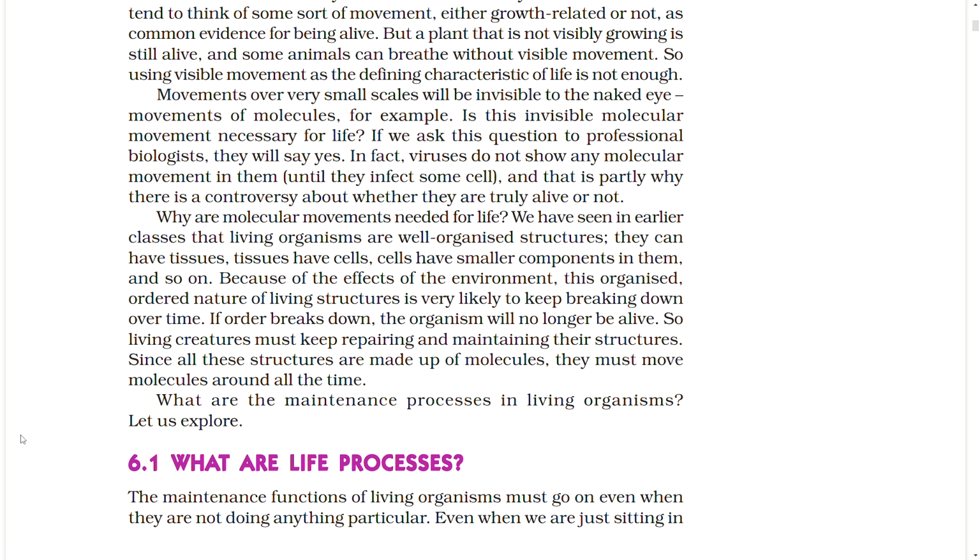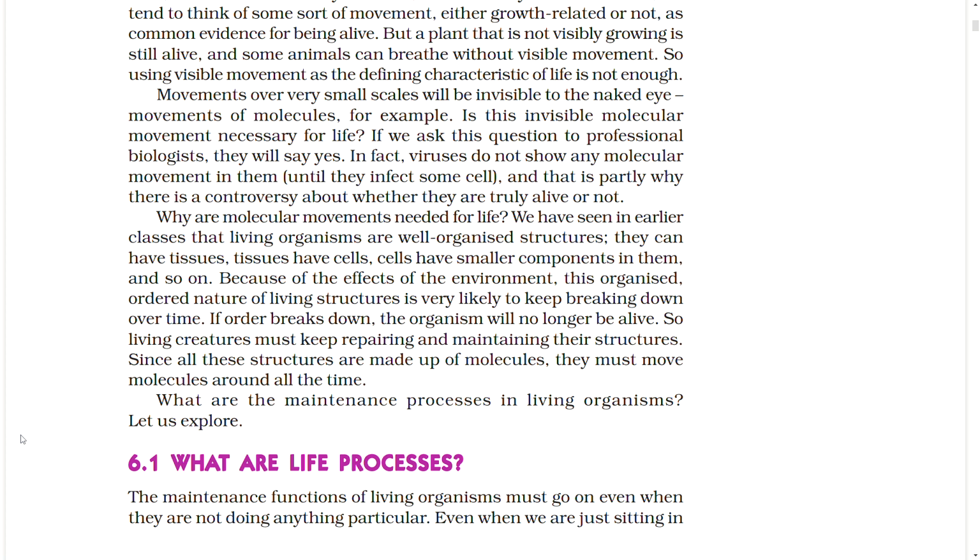Why is molecular movement needed for life? We have seen in earlier classes that living organisms are well organized structures. They can have tissues, tissues have cells, cells have smaller components in them, and so on. Because of the effects of the environment, this organized, ordered nature of living structures is likely to keep breaking down over time. If order breaks down, the organisms will no longer be alive. So, living creatures must keep repairing and maintaining their structures. Since all these structures are made up of molecules, they must move molecules around all the time.